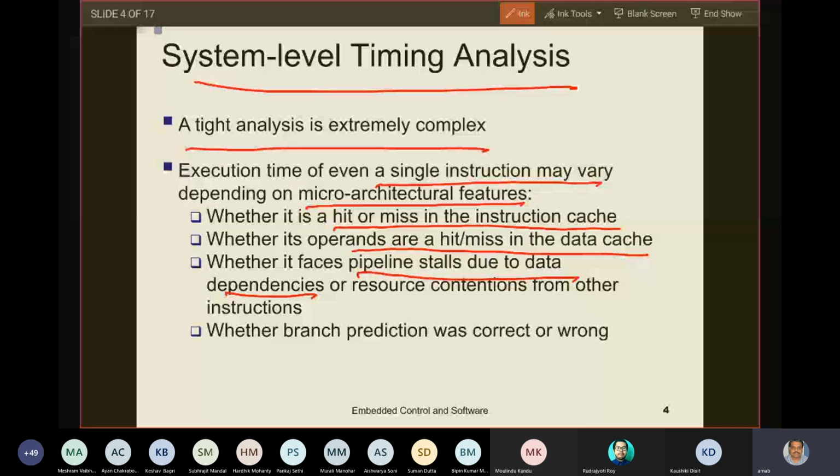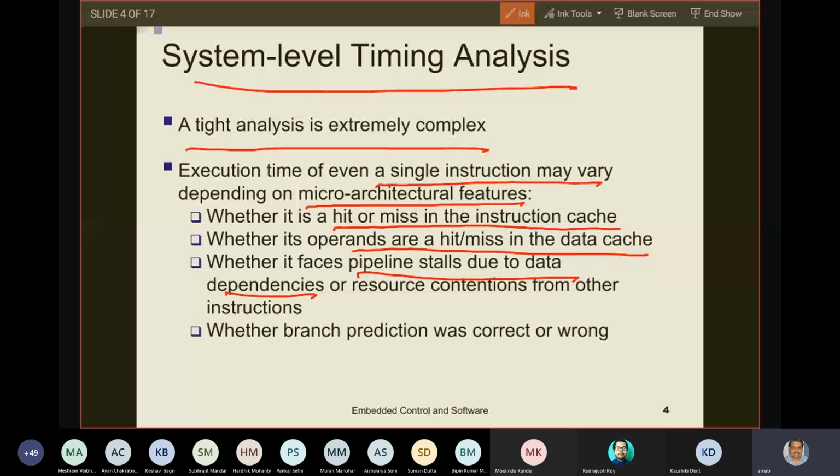Stalls in the pipeline mean one stage of the pipeline cannot proceed for a certain amount of time because something is not available, something is contending. If you have got an idea, that is sufficient. I will not ask questions from here. It may fail due to data dependencies or resource contentions from other instructions.